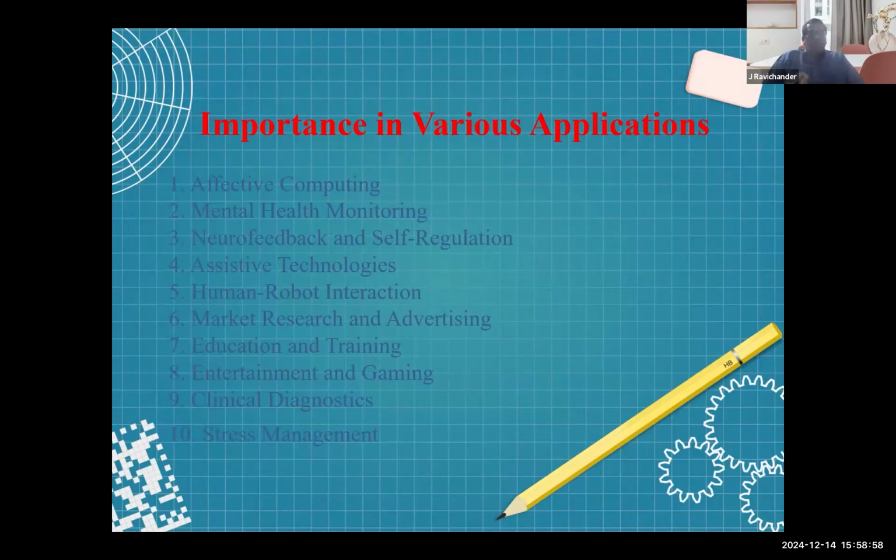Next, human-robot interaction. This is also a human-machine interface, where one person directly, without giving any signals, can control a particular device. Another one is market research and advertising. This is also one of the important areas where we can use EEG.